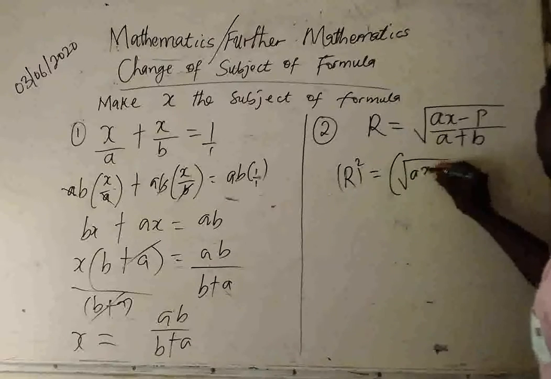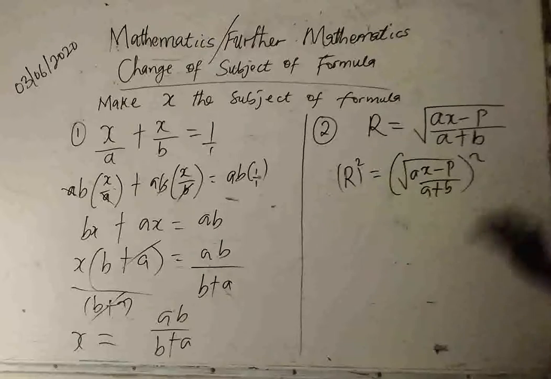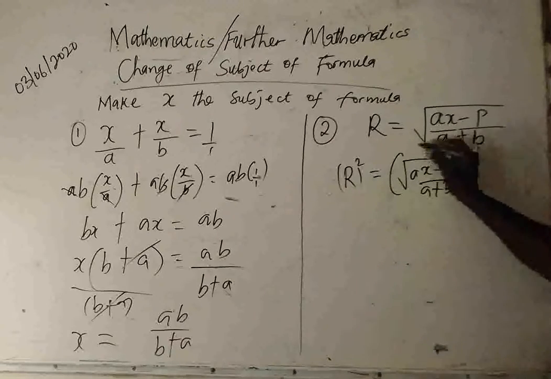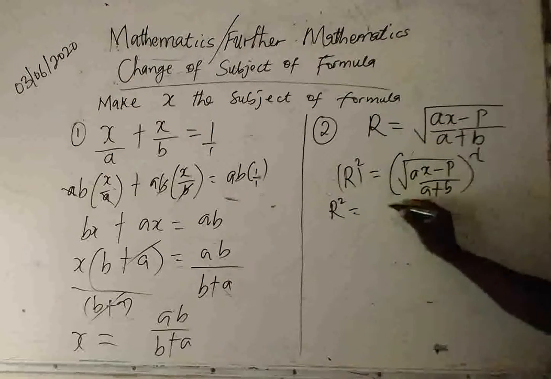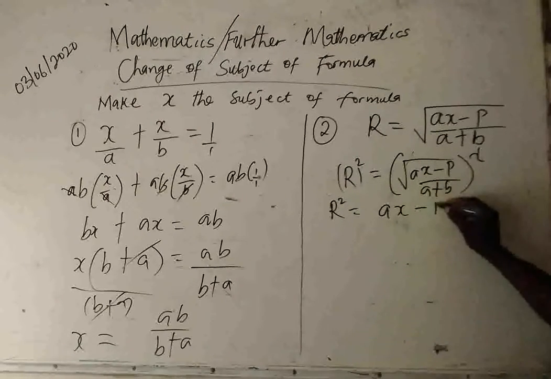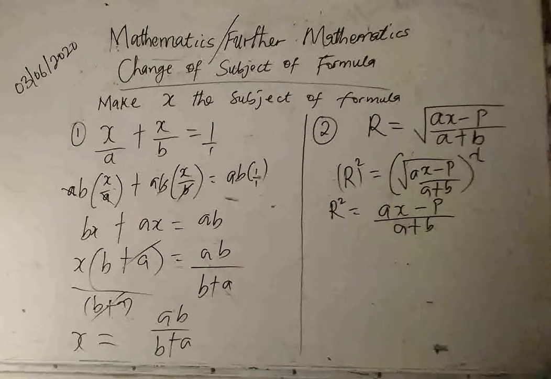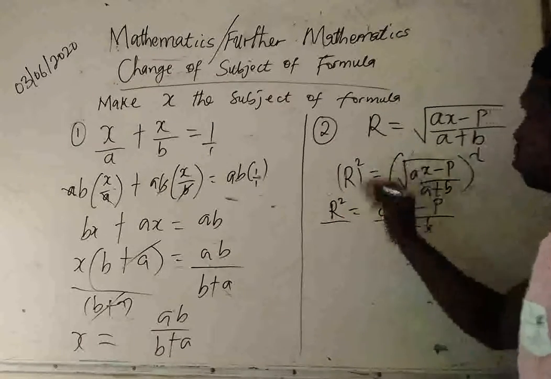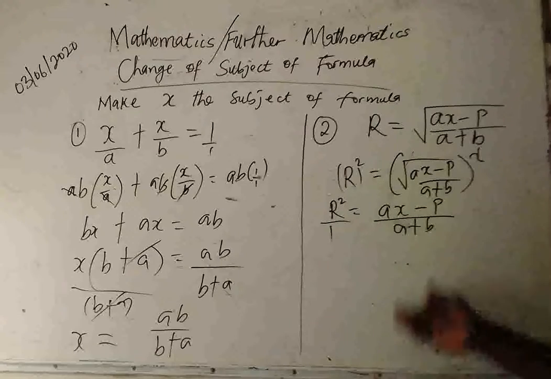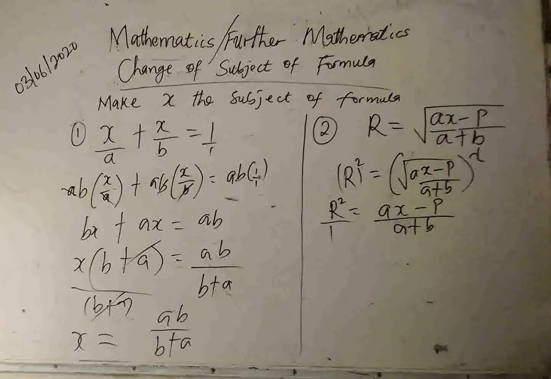the square root of ax minus p over a plus b. Square it. So the square can now cancel off the square root. We'll be left with r squared equal to ax minus p over a plus b. Now we have any term like this as over 1. So we can simply cross multiply to have a straight line expression.